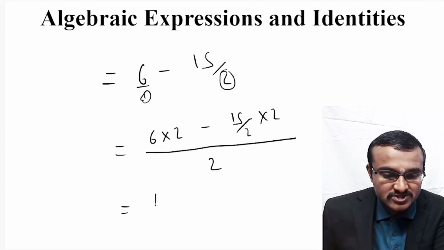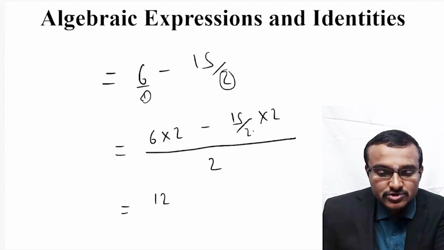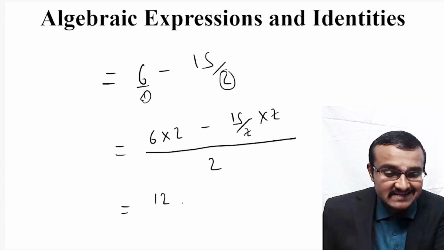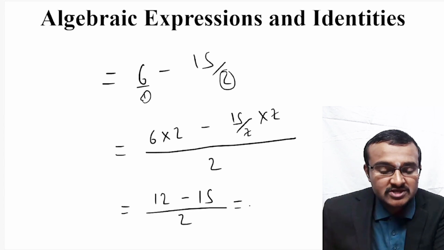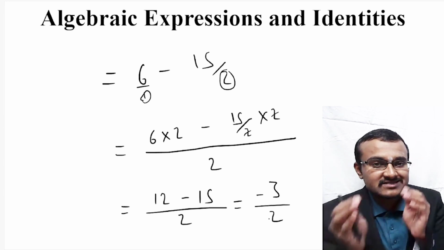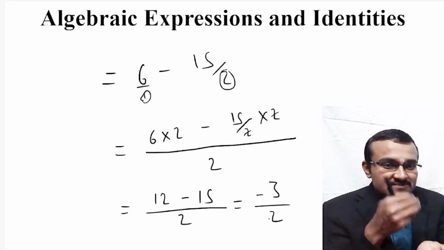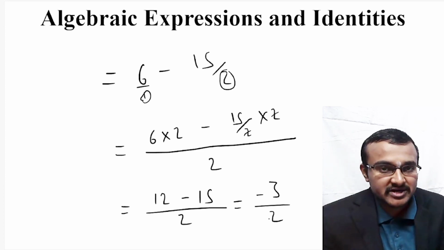So 6 into 2 is 12. 15 by 2 into 2 will be 15, as the 2 and 2 get cancelled with each other. So minus 15 will be remaining. So 12 minus 15 divided by 2. So what is 12 minus 15 by 2? It will be minus 3 by 2. So the answer for the A question in the fourth question is minus 3 by 2.